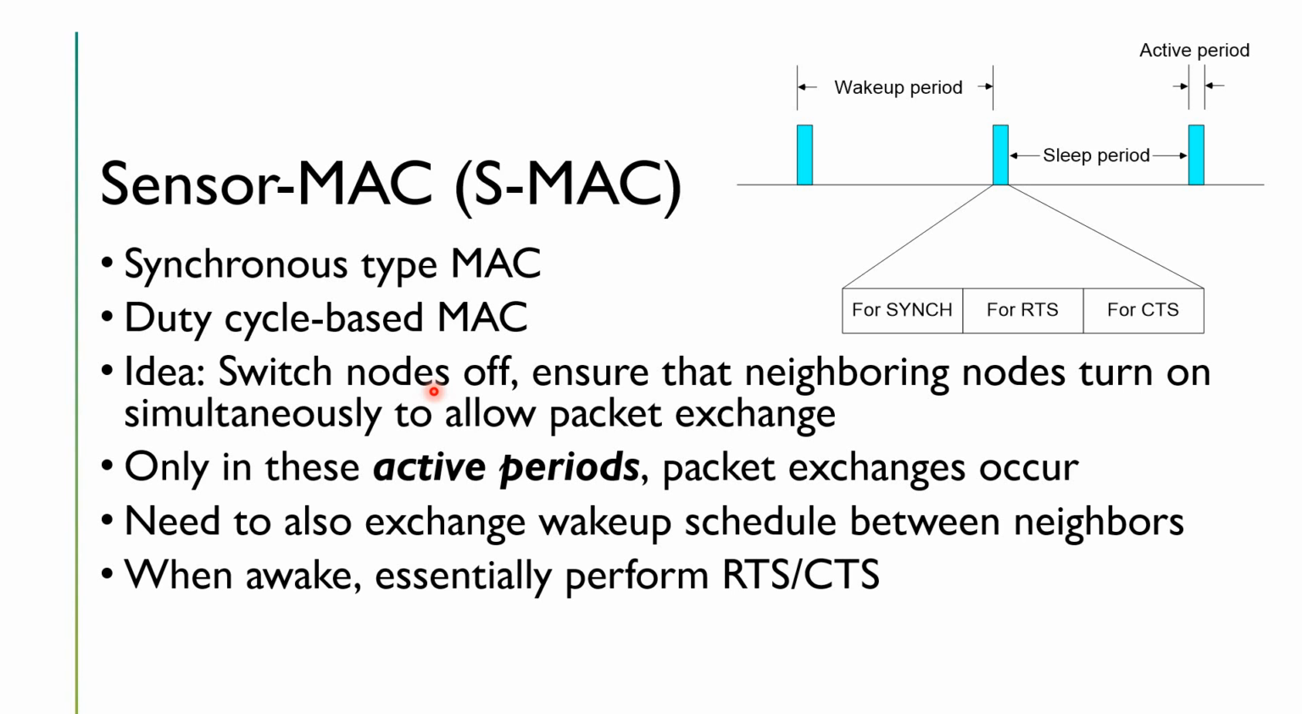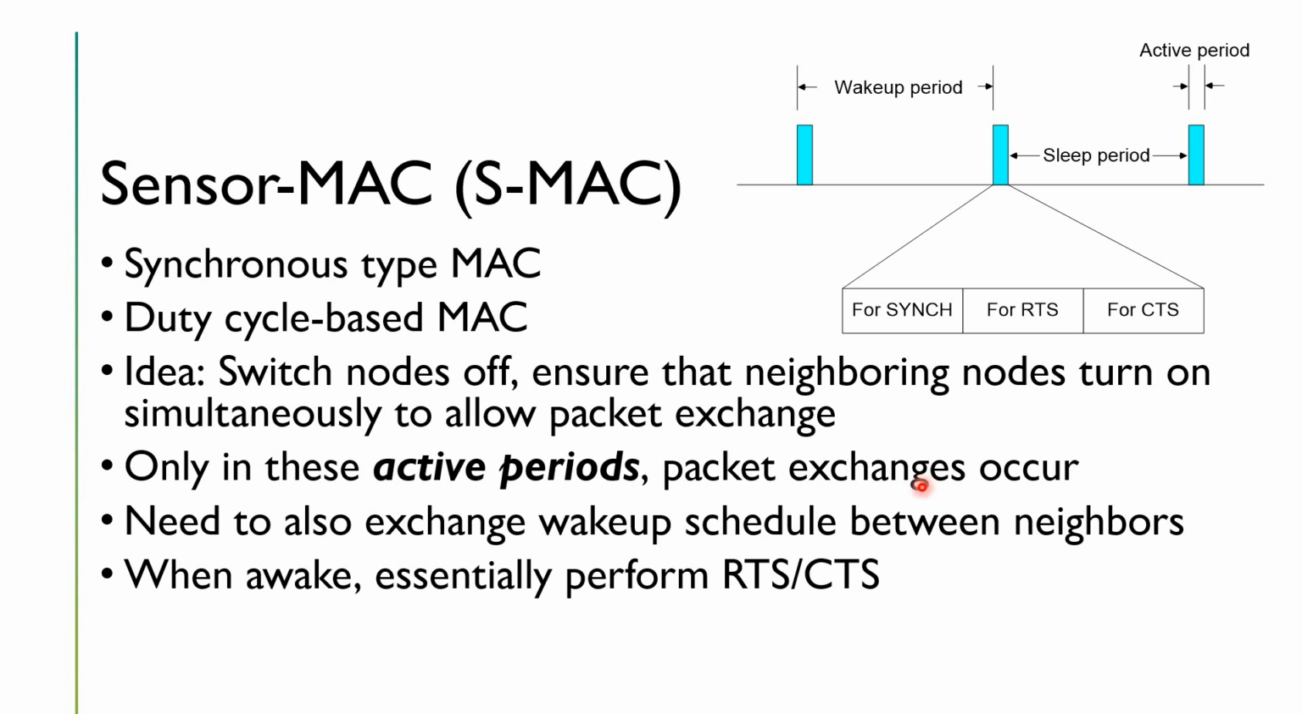That means all the nodes have to be turned on at the same time so that they can sync their active period, so they can also sleep for a longer period of time. Okay, they also need to exchange wake up schedule between the neighbors. That means there has to be communication between the stations so that they know when the other station will be awake. Okay, and only in these active periods packet exchanges will occur. During the sleep period there will not be any packet exchanges because the stations will be sleeping. So it's simple, there will be no packet exchanges during the sleep period. There will only be packet exchanges during the active period.